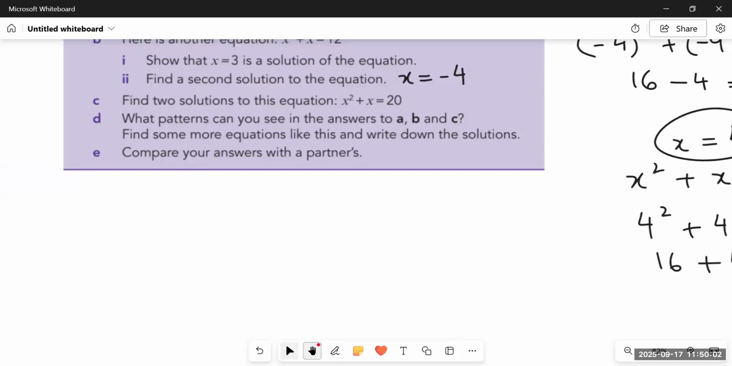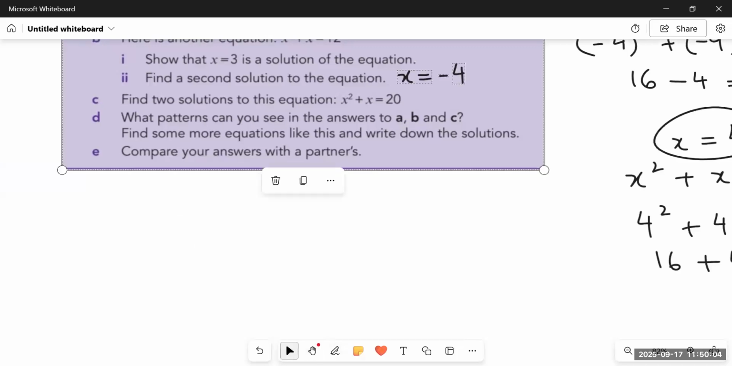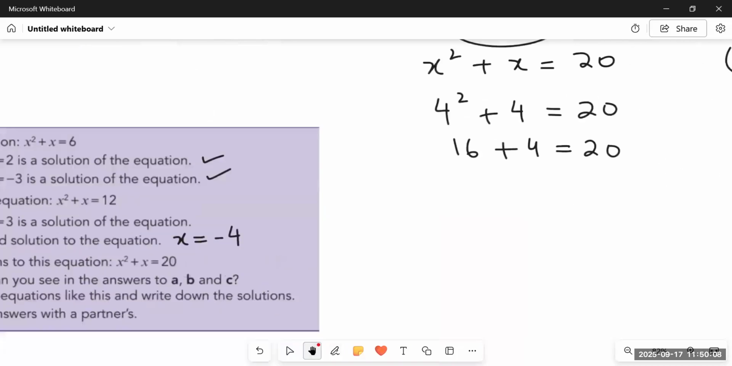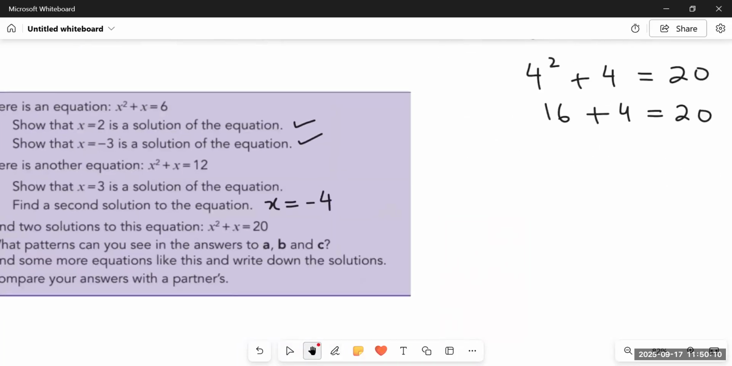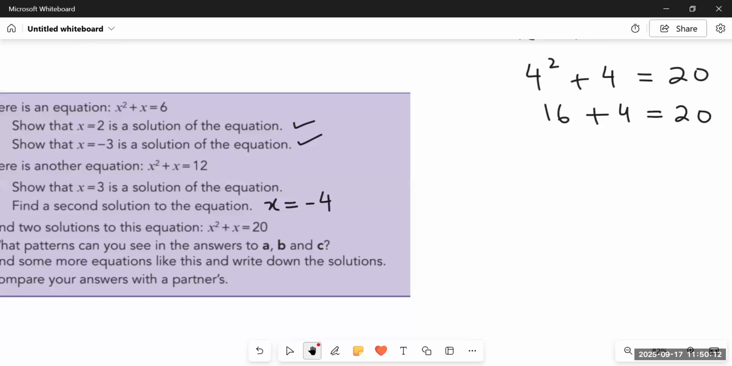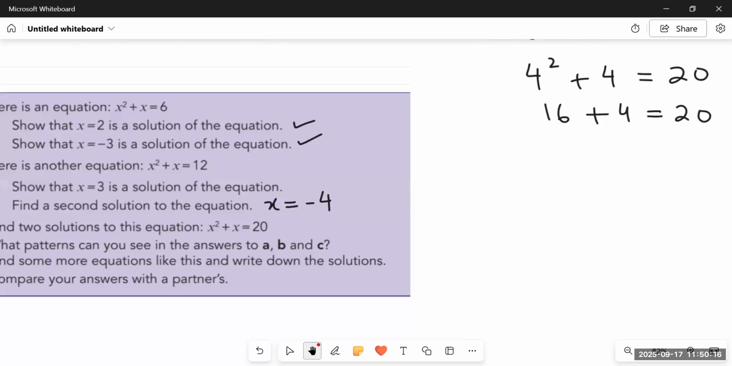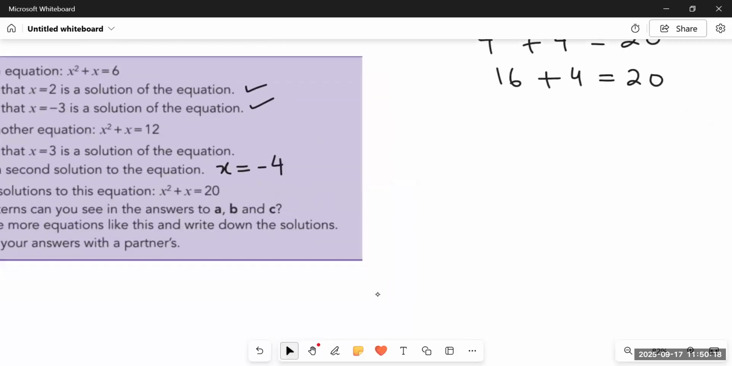Then they are saying, what patterns can you see in the answers to A, B, C? Find some more equations like this and write down the solutions. What pattern do we find? That when we were adding a square with a variable, we were getting the answer, and the same answer we were also getting if we supposed the variable as the negative of the consecutive number.